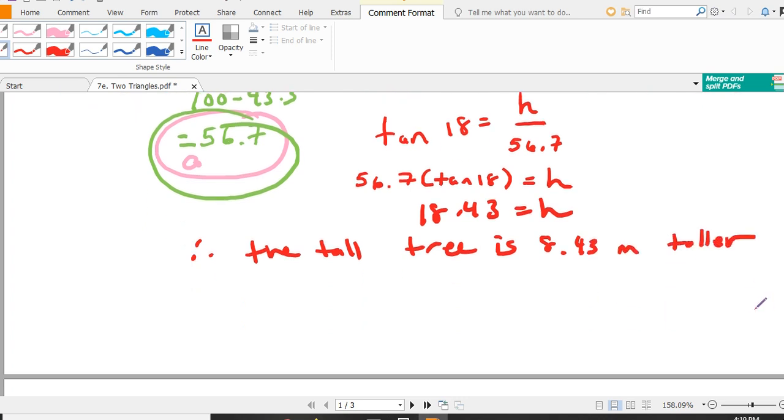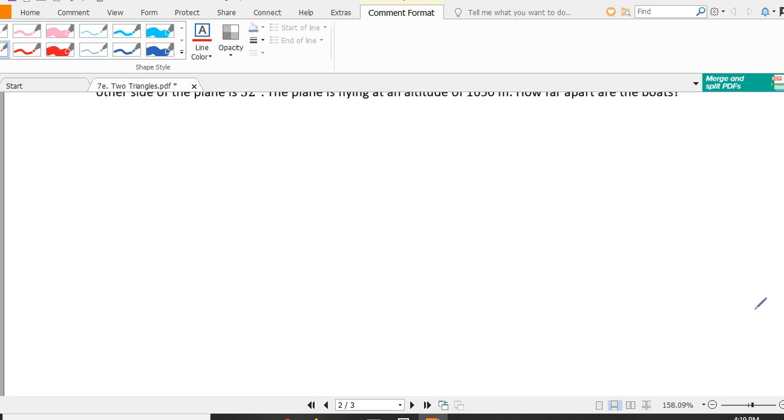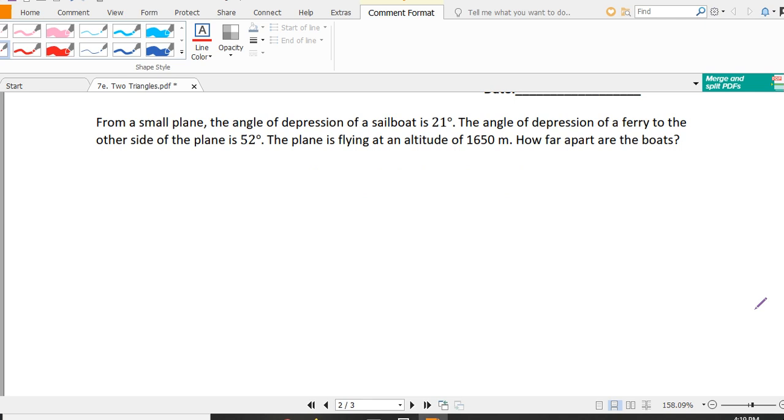Okay? And see, there's one more example. Yes, one more. Okay. From a small plane, so here is a small plane again, the angle of depression of a sailboat is 21 degrees. So you are in the small plane, looking forward, and you tilt your head down, which means this angle in here is 21 degrees. Okay? And you see a boat.